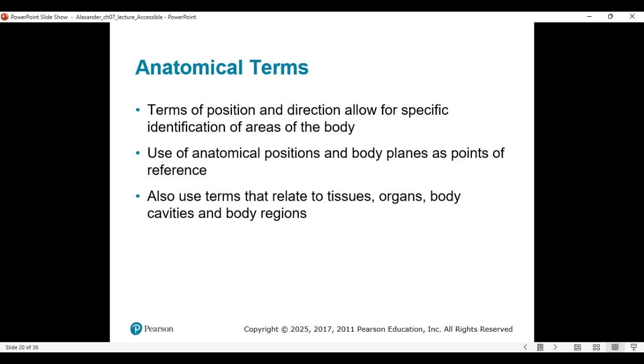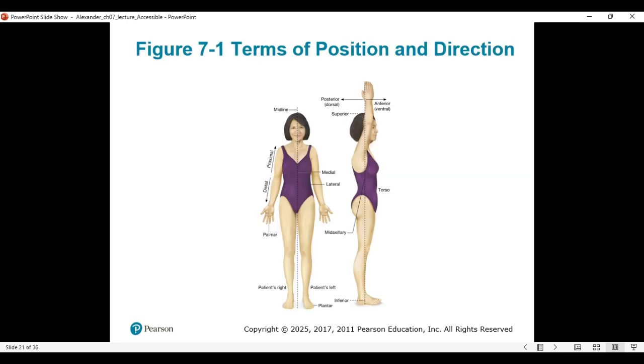Anatomical terms. These are terms of position and direction, which help us quickly identify an area of the body. Use of the anatomical position and body planes are points of reference, and we also use terms that relate to tissue, organs, body, and cavity regions. Here are terms of position. As you see right here, it says midline. That's the middle of your body, right? Distal, proximal. Proximal means closer to the core or the body. Distal means farther away. Palmar is the palm of the hand.